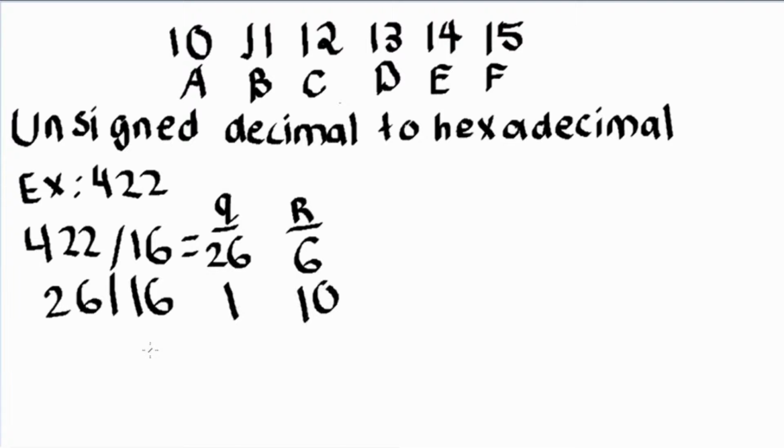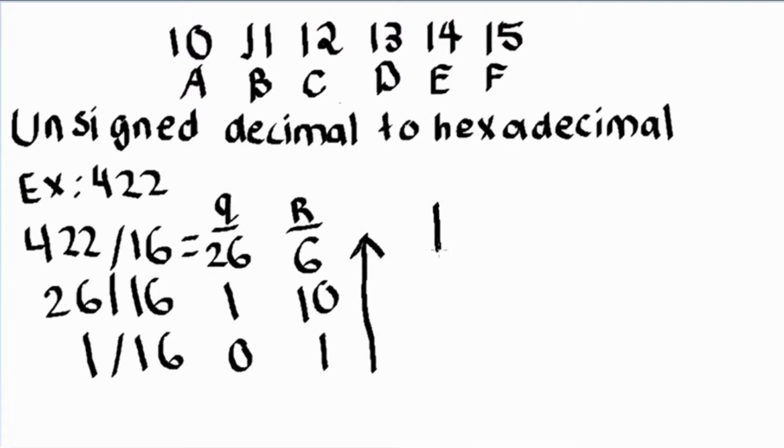Then you take the quotient from that one and divide it by 16, which you'll get a 0 quotient and a remainder of 1. And then you read it from the bottom going up. So your hexadecimal number would be 1, and then 10 in hexadecimal, which is A, and then 6.